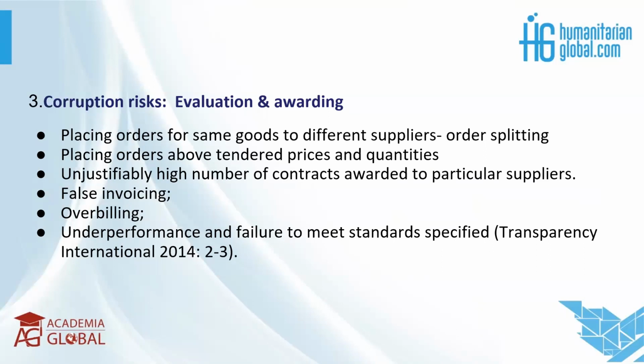Where corruption might occur is where you decide that you want to split the order. Unless there is very clear explanation and justification for why we need to split the order, we should not split orders. If it's the same product, then we should award it to one supplier, and they should have the capability to deliver that order.